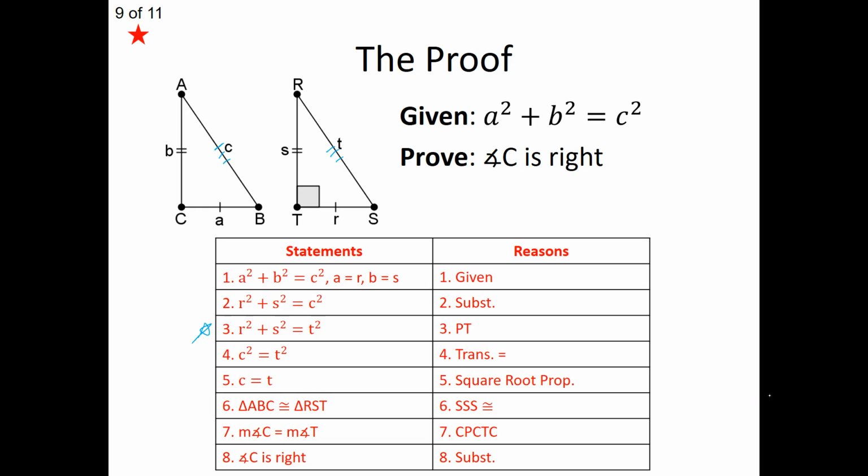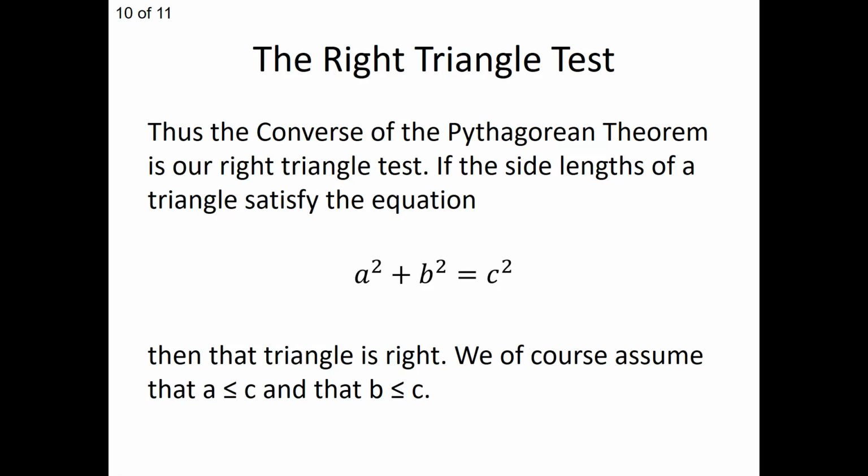Now, we give the Pythagorean converse another title. We like to call it the right triangle test. So what this really says is that the converse of the Pythagorean theorem tests to see if a triangle is a right triangle. How do we know? It has to satisfy this equation. So what we're going to do is take the three sides given to us and plug them in such that C is the greater of the three values.